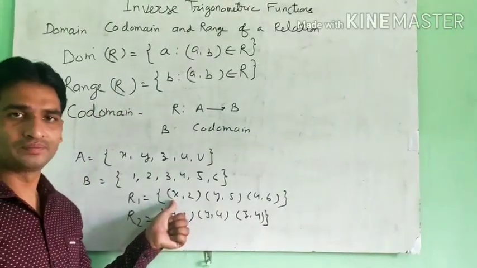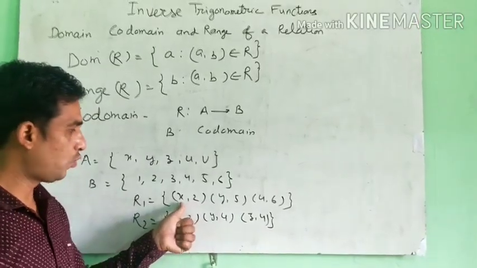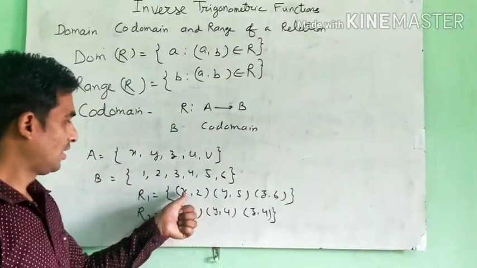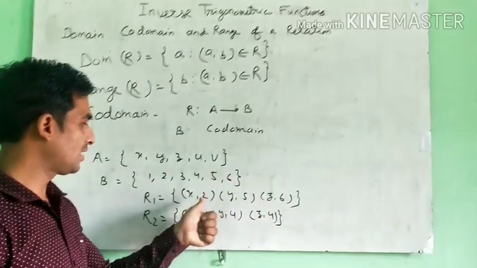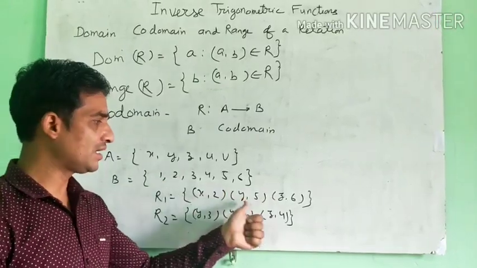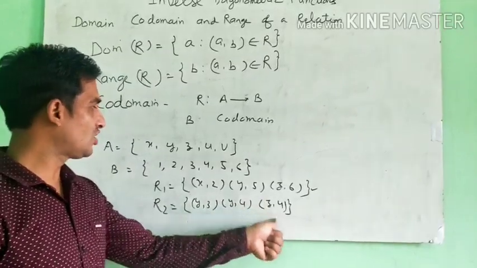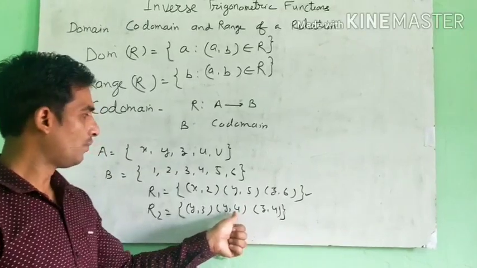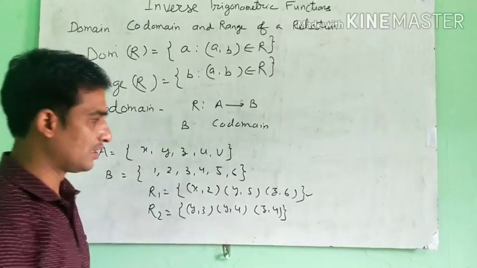R1 is a relation because all the first elements belong to the first set. X, Y, Z all belong to the first set, and 2, 5, 6 all belong to the second set. Therefore it is a relation. For R2, Y, Z belong to the first set and 3, 4 belong to the second set. Therefore it is also a relation.